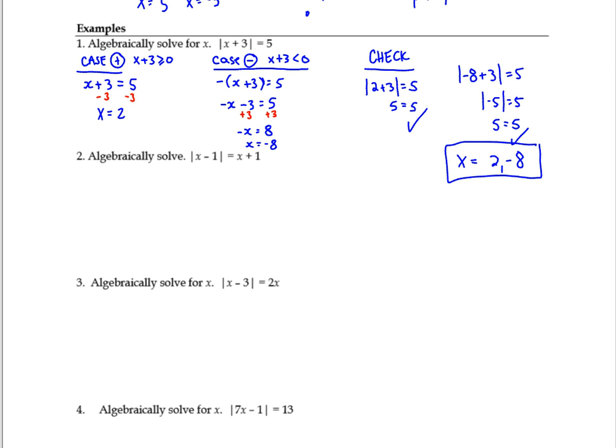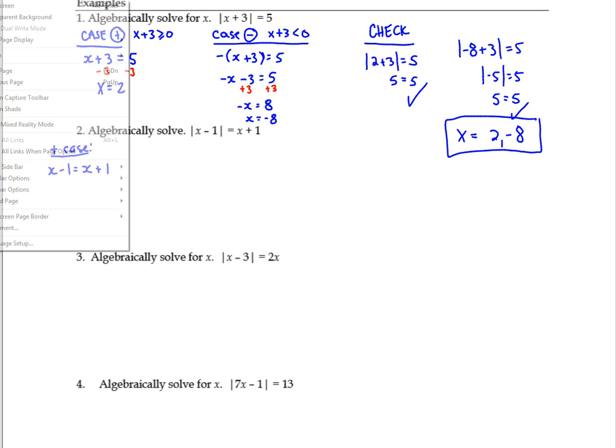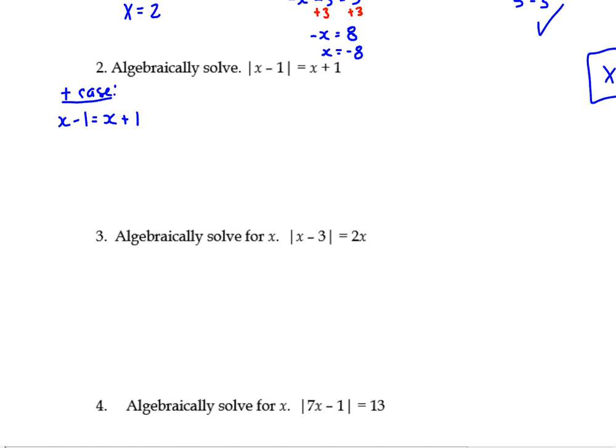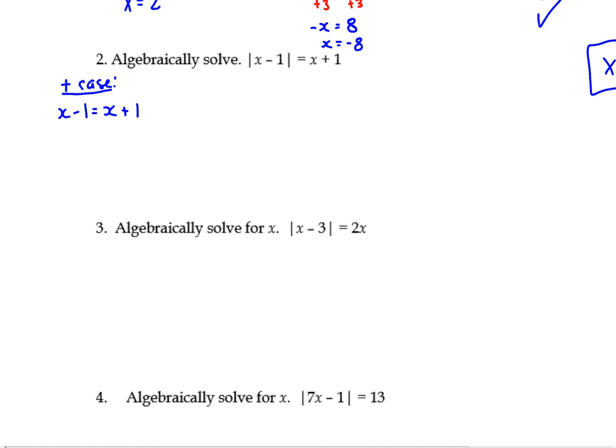Okay. Algebraic. So is the absolute value isolated? Yes, absolutely. So we do the positive case. Assuming x minus 1 is greater than 0, we can just drop the absolute value. Okay. Now what? Sure, you can move the 1 over if you want. I get x equals x plus 2. x minus x, what does that equal? That equals 0. Does 0 equal 2? No. So there's no solution here.